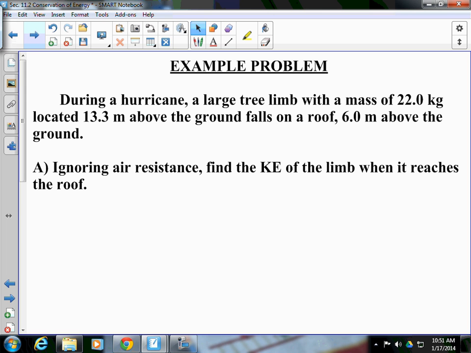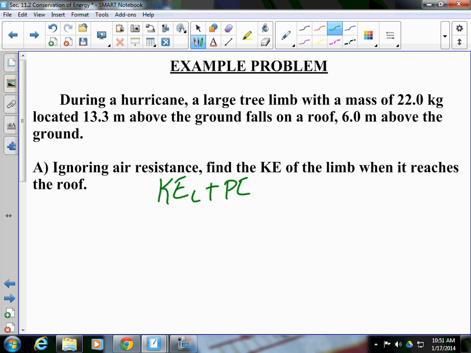Where's this going to get used? Well, let's look at an example here. During a hurricane, a large tree limb with a mass of 22 kilograms located 13.3 meters above the ground falls on a roof 6.0 meters above the ground. Ignoring air resistance, which we have to do, find the kinetic energy of the limb when it reaches the roof. Well, let's use a conservation of energy equation. We have KEi plus PEi is equal to KEf plus PEf.